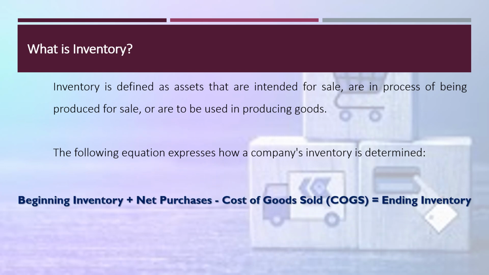So here, we are going to take the beginning inventory or the opening stock. Then we are going to add the net purchases. Net purchases are purchases minus the return outward. Then we are going to deduct the cost of goods sold. Then we arrive at the ending inventory or the closing inventory value.